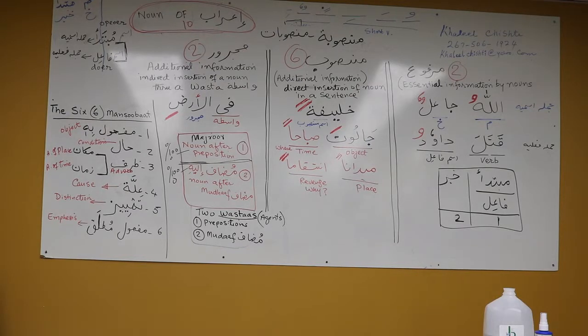Okay, Sulaiman. What are the 10? The two marfu'an are mubtada and khabar. The six mansubat are maf'ul bihi, hal, dharf makan, dharf zaman, illa, tamyiz, maf'ul mutlaq. The two majruran are the noun after the preposition and mudaf ilayh. Noun after mudaf.